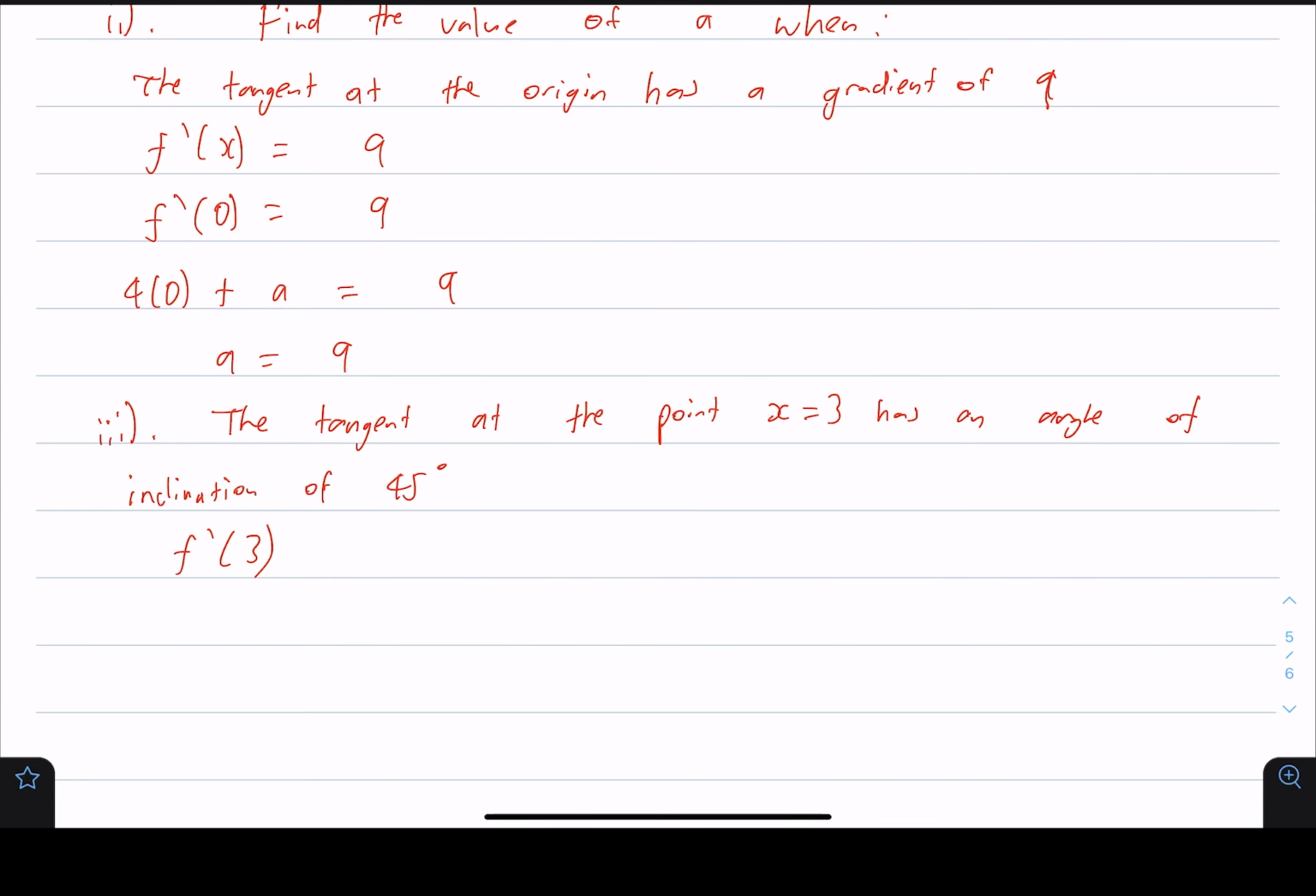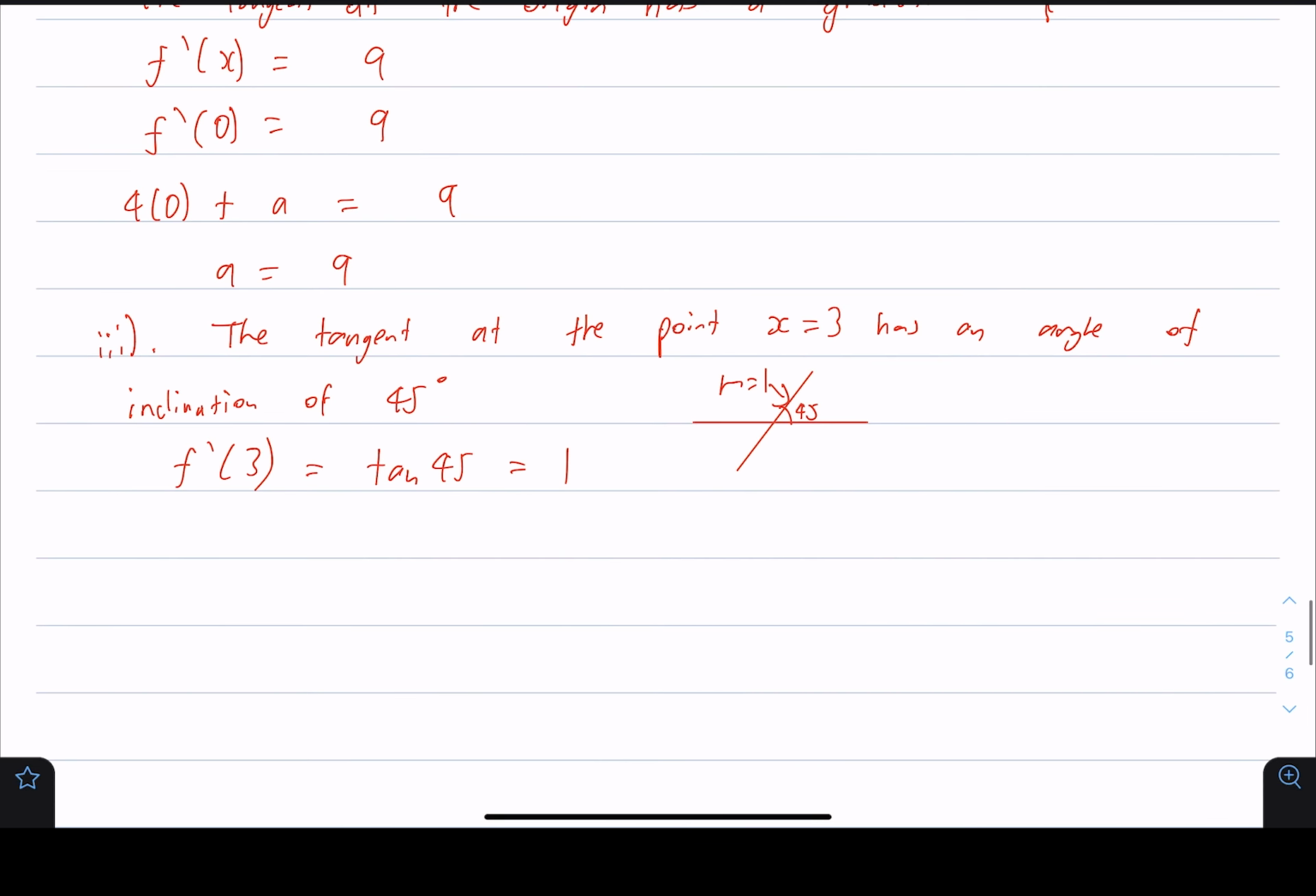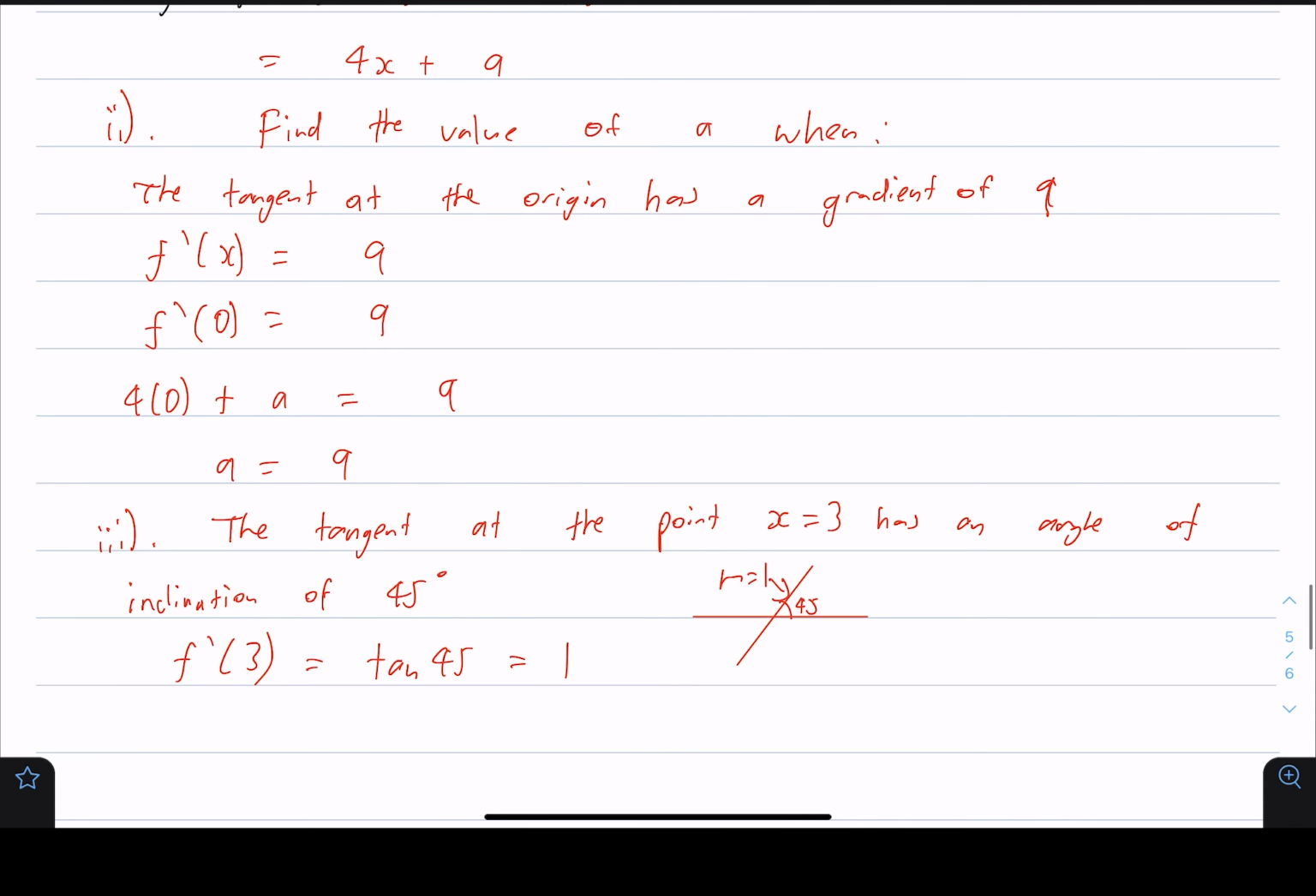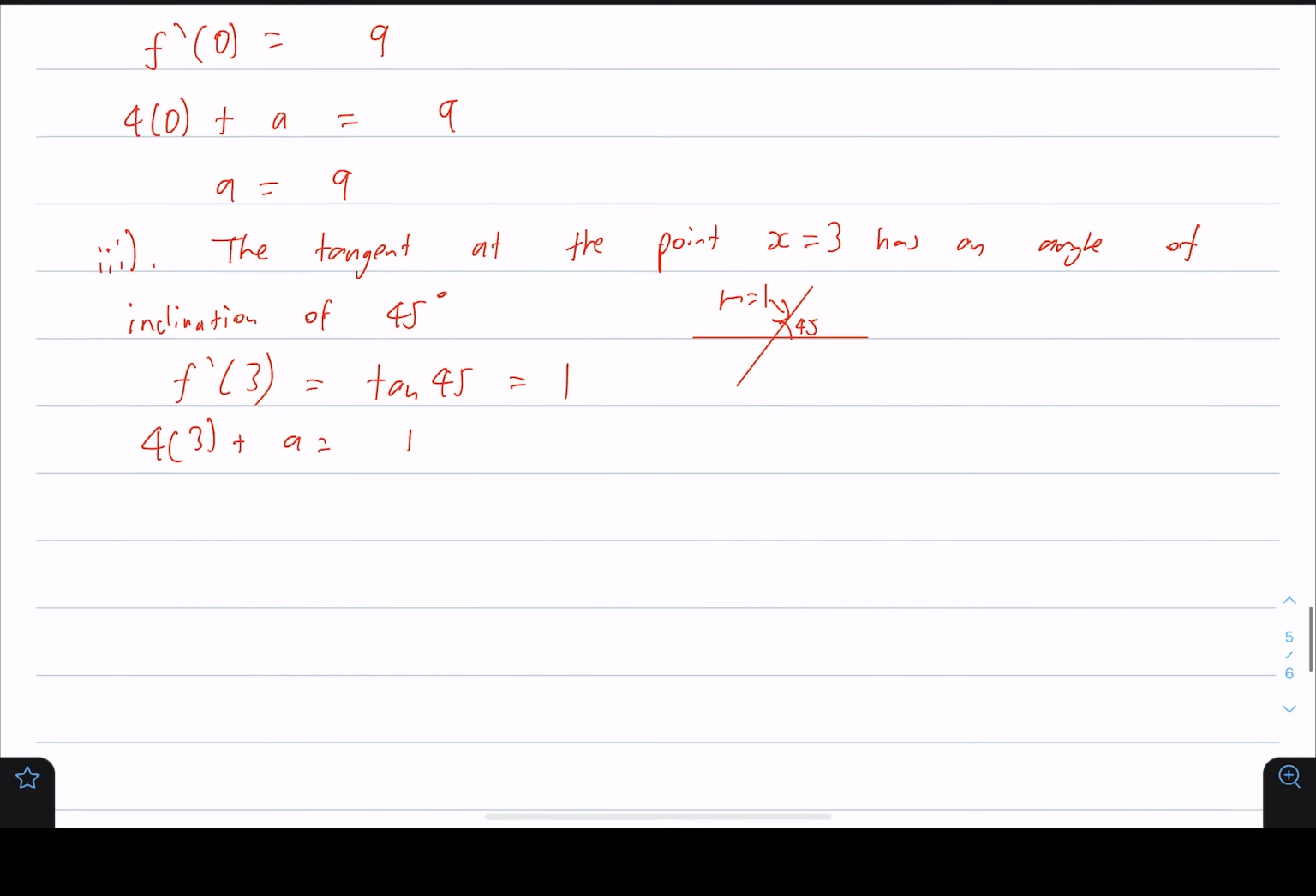So an angle of inclination of 45 degrees, what does that actually mean? Basically, that just means a gradient of 1. If you remember the angle of inclination, if this is 45, our gradient here is m equals 1. So our gradient is 1, or we can just write tan 45 equals 1. Our f dash of 3, plugging it back into what we had before, is 4 times 3 plus a equals 1. So 12 plus a equals 1, a equals negative 11.